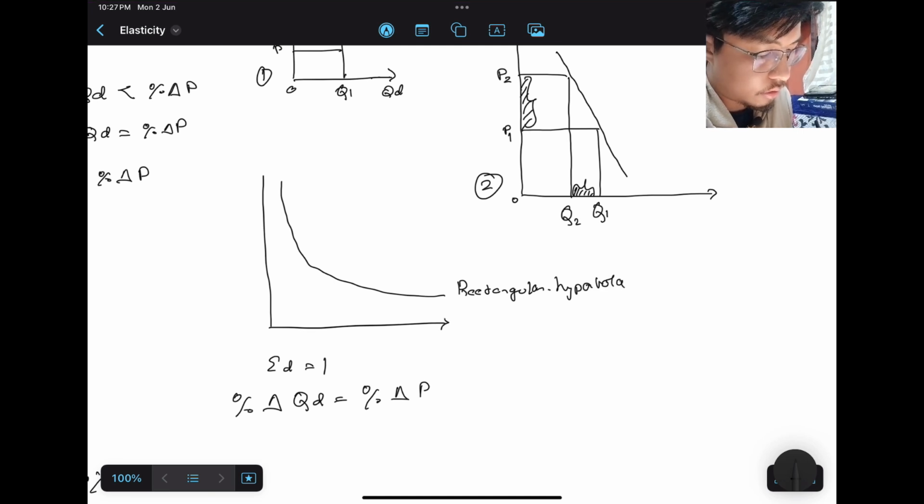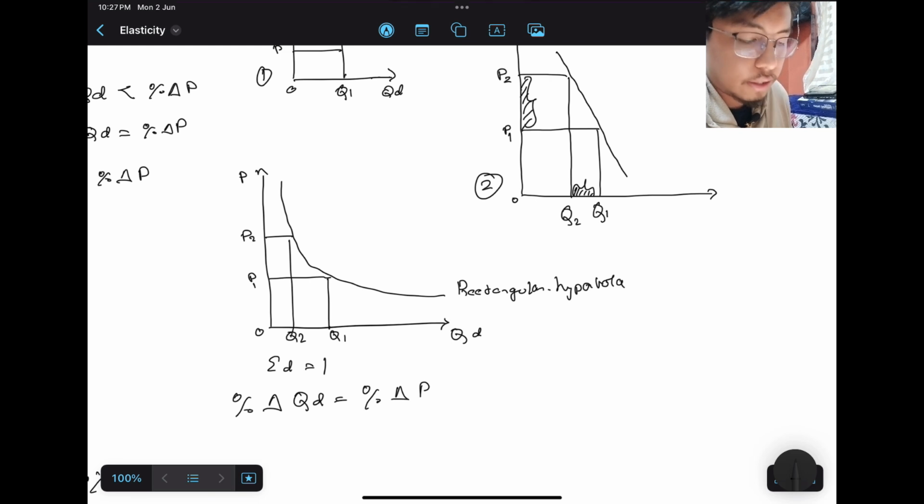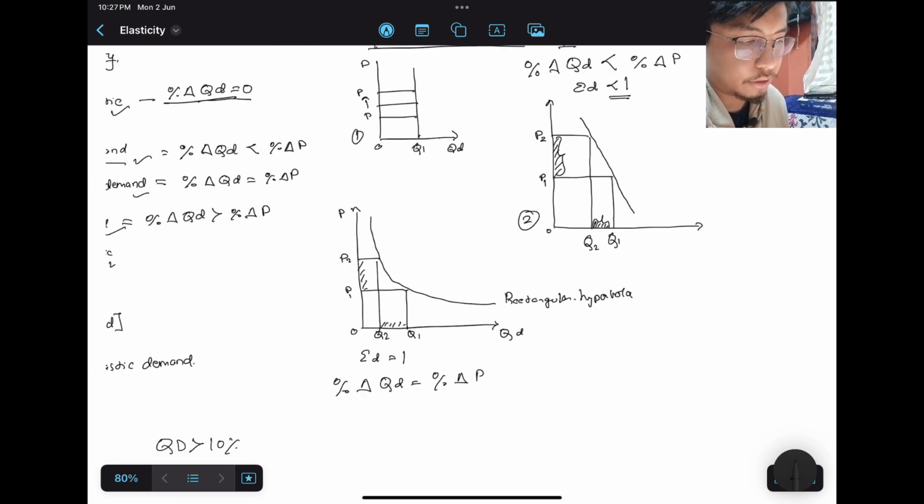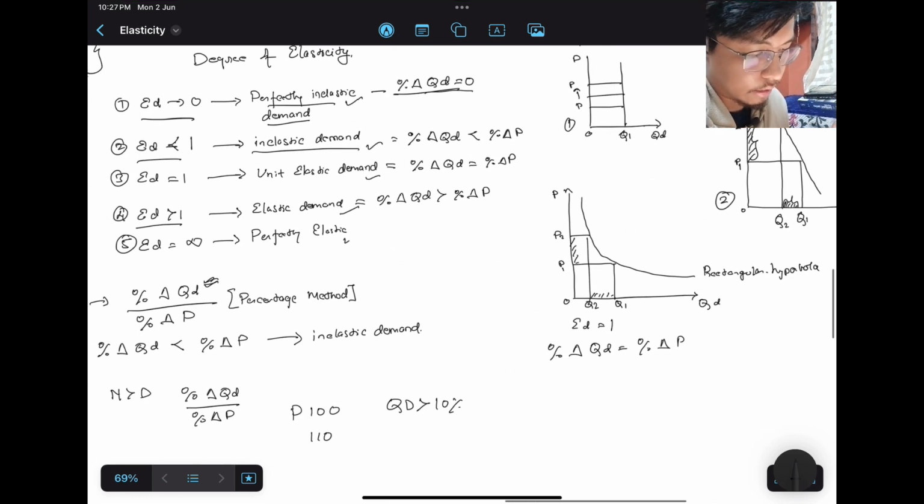Okay, this becomes your quantity demanded, this becomes your price. So here if you see P1 Q1, P2 Q2, this change is supposed to be equal to this. Okay, the percentage change in prices will trigger an equal amount of percentage change in quantity demanded. Okay, so that is that. This is number 3. Number 4, elastic demand.